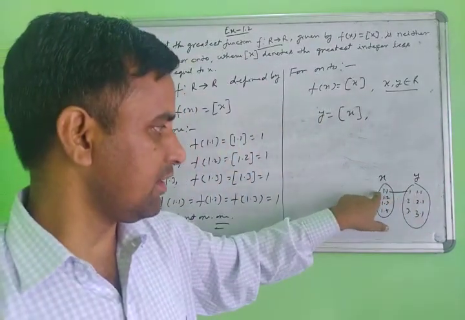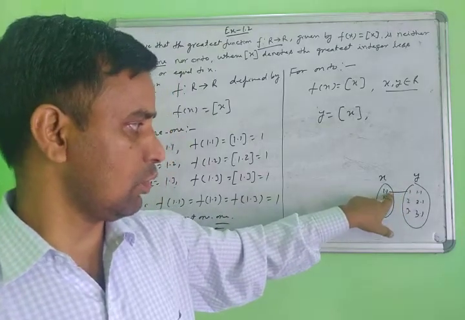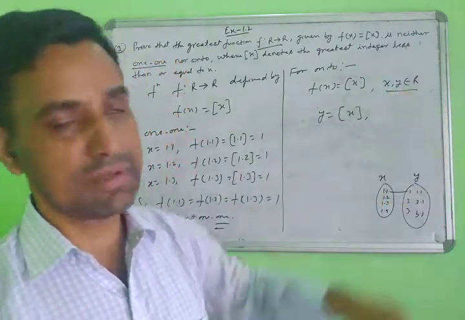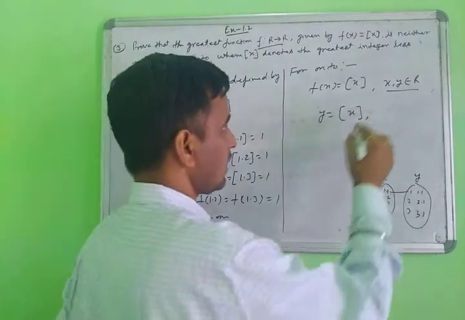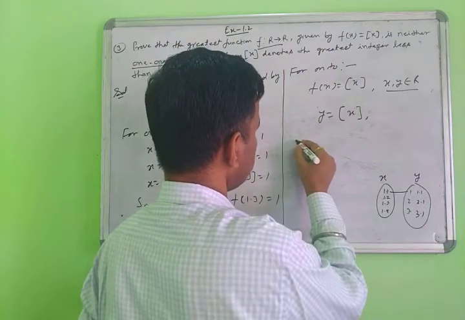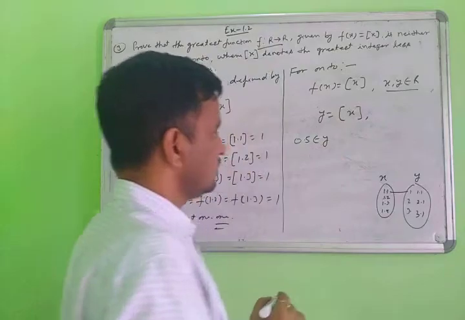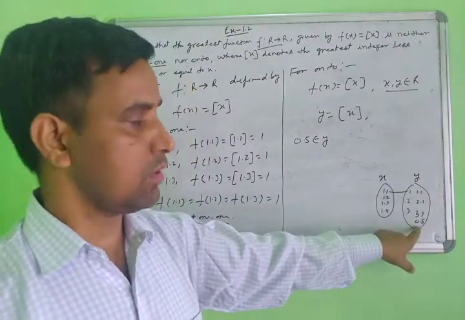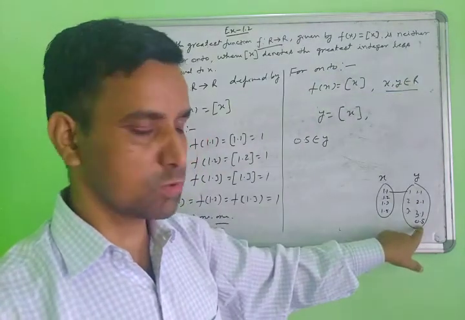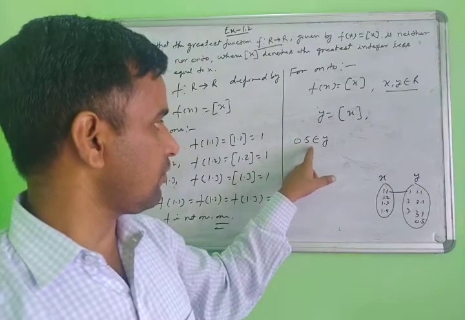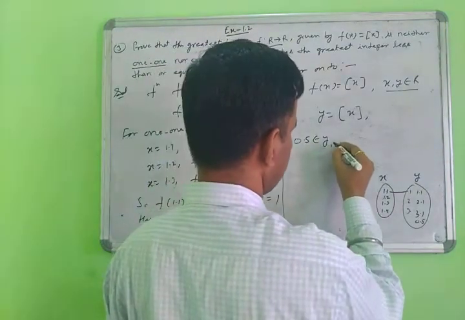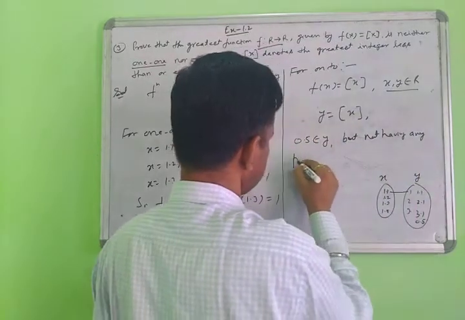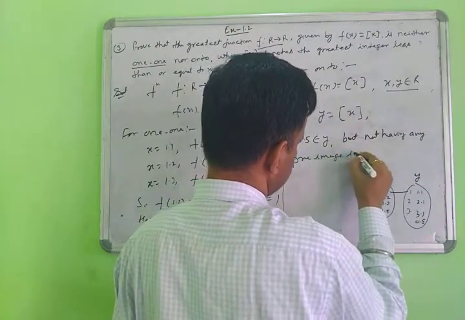So 1 has a pre-image in the domain, but 1.1 does not have a pre-image in the domain, because x and y both are real numbers. Suppose y has 0.5, which belongs to y. 0.5 also belongs here, because y is the real number, meaning negative, positive, all types of numbers. 0.5 belongs to the codomain y, but does not have any pre-image in the domain.